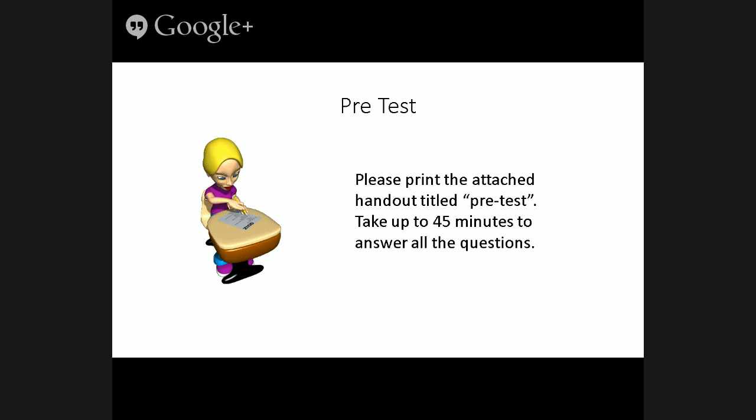At this time, I will ask that you please take the pretest. Please print the attached handout entitled Pretest, and take up to 45 minutes to answer all the questions.